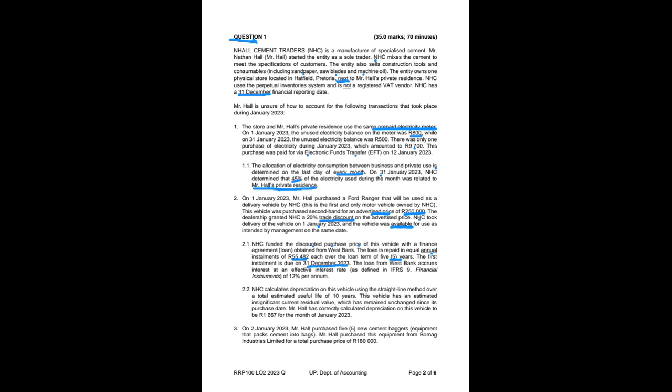The loan from West Bank accrues interest at an effective interest rate of 12%. Now, what do we do with this information? Let's just understand what happens. Do we think that when we get a loan from a bank, the bank is going to deposit all of the money into our bank account and then we are going to pay it over to the dealership? No, that's not what happens. Think about, for example, if you get a loan from the bank, they don't deposit the money into your current account. They instead will pay directly the vendor.